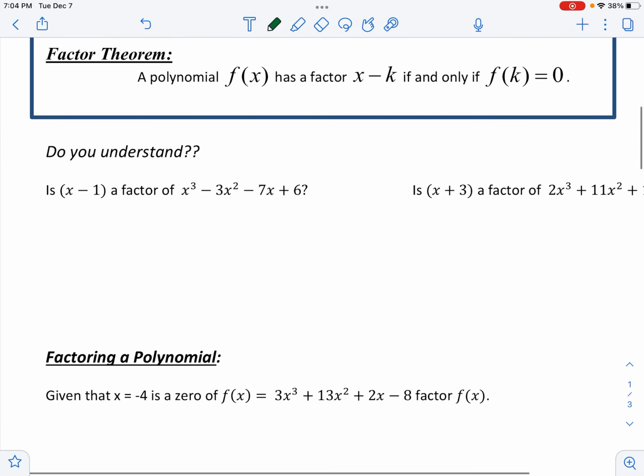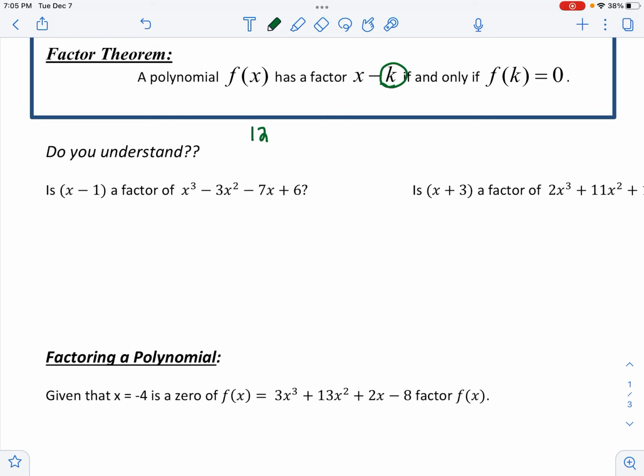Okay, so the factor theorem says a polynomial, f of x, whatever name it has, has a factor of x minus k if and only if f of k equals 0. Meaning when you plug in k using synthetic division or synthetic substitution, you get 0 as a remainder. So it's only a factor if you get 0 as a remainder.